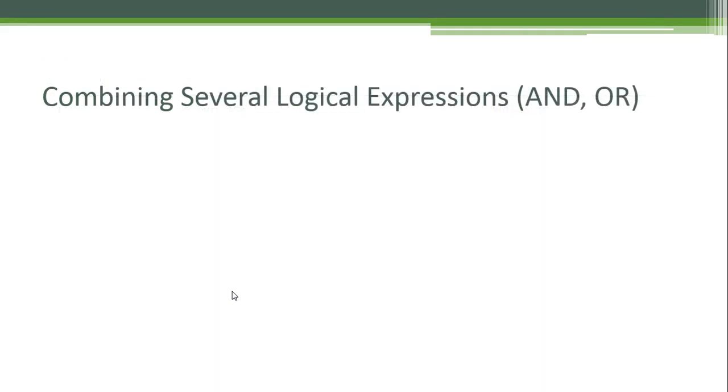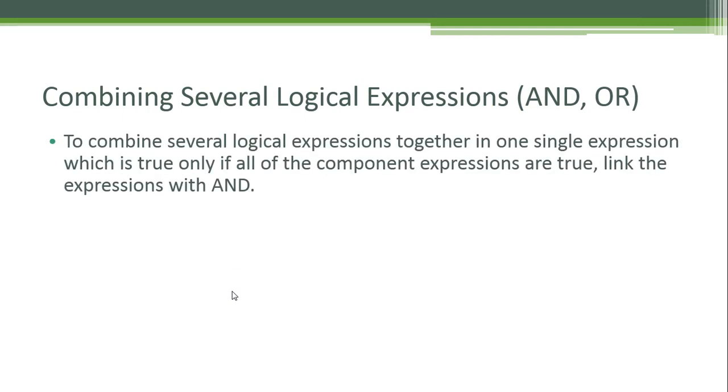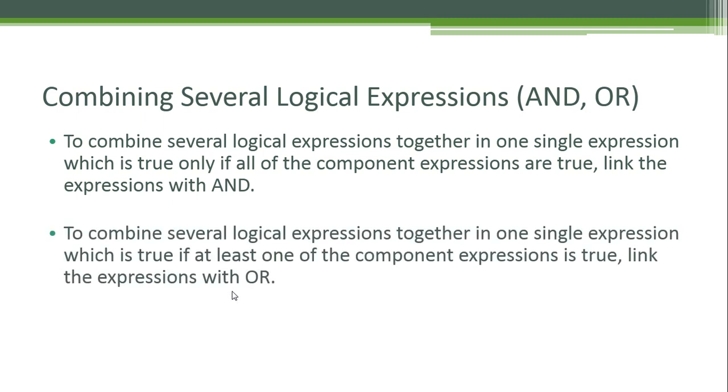Combining several logical expressions, AND, OR. To combine several logical expressions together in one single expression, which is true only if all of the component expressions are true, link the expressions with AND. On the other side, to combine several logical expressions together in one single expression, which is true if at least one of the component expressions is true, link the expression with OR.